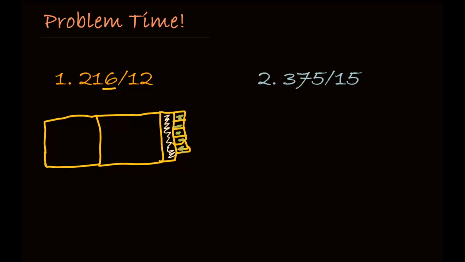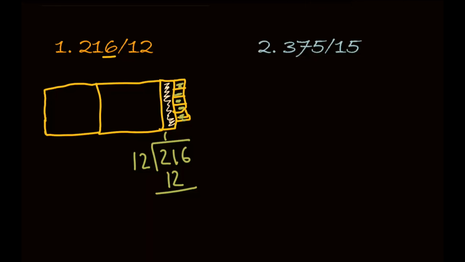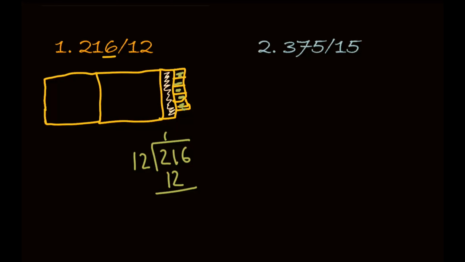Okay. So now again, we're just going to divide like we normally do. So we're going to do 216. So I'm going to write that down here. There we go. 216 divided by 12. So 12 times 1 is 12. So we're going to write 12 there. There we go. Now we are going to subtract.